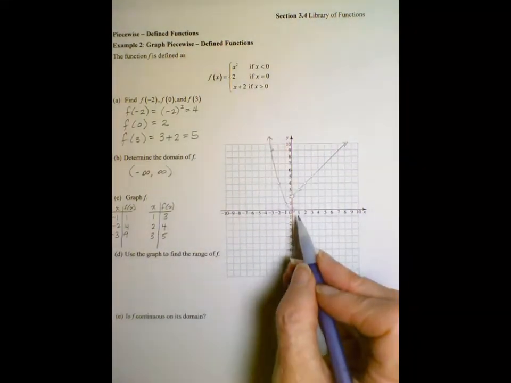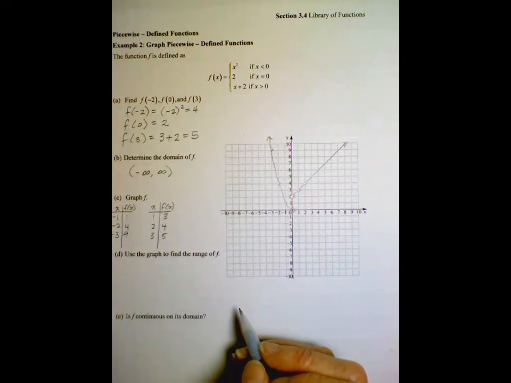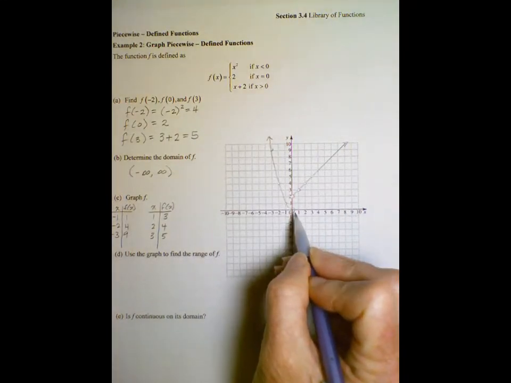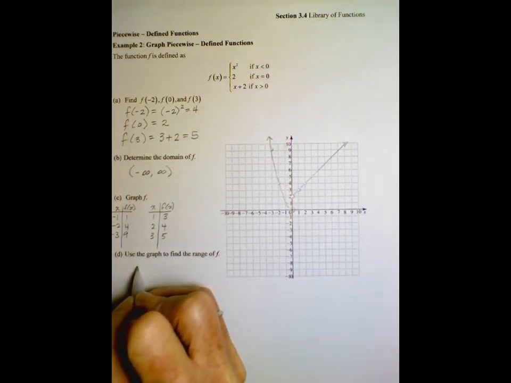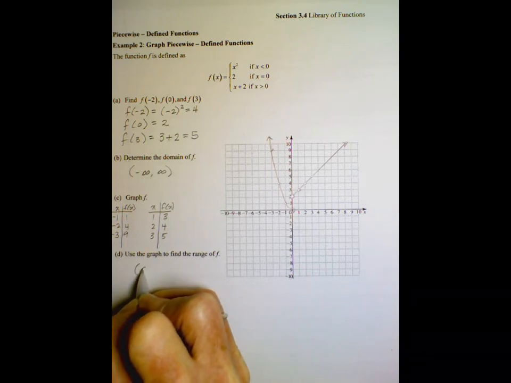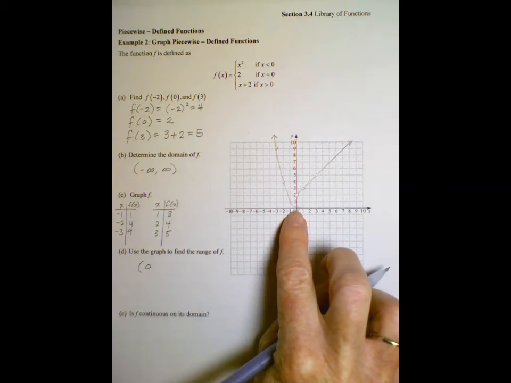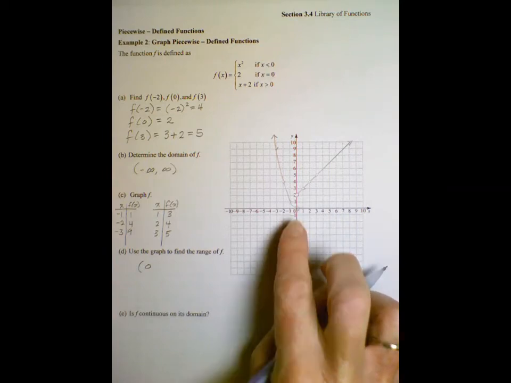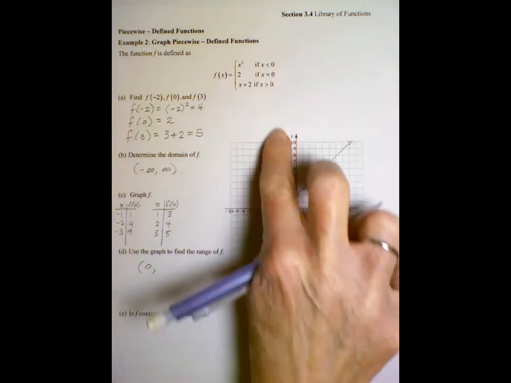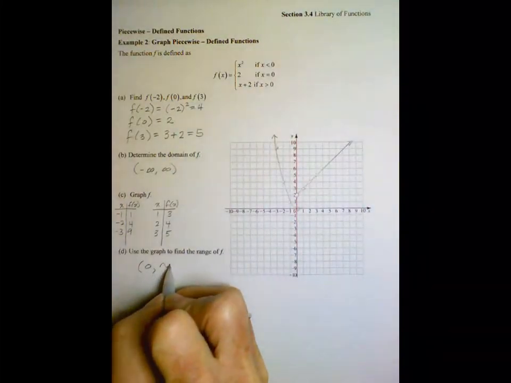Okay, so now we can look at this and determine the range, right? What's the lowest value of y on this graph? Well, it gets close to 0, but it never really gets there, right? So we'll use an open interval to show that we get close to 0, but we never get there for y, comma, and then look, it's pointing straight up to positive infinity.